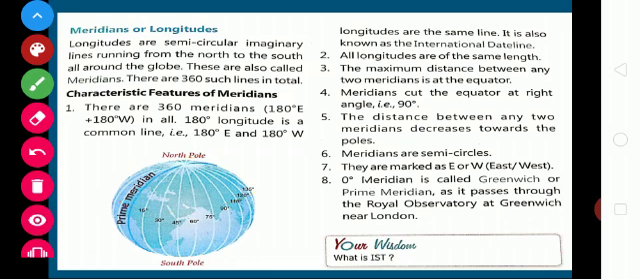Meridians are semicircles. They are marked as east or west. 0 degree meridian is called the Greenwich or prime meridian. Underline it, as it passes through the Royal Observatory at Greenwich near London. Underline it, children.